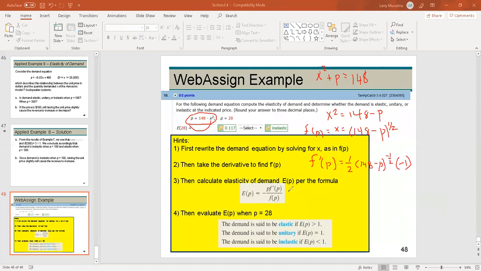All right, now let's go ahead and calculate the elasticity. All right, so I need -p. Now let me write the derivative formula. That's going to be -1/2 times (148 minus p) to the -1/2, over f of p. But f of p was (148 minus p) to the 1/2.